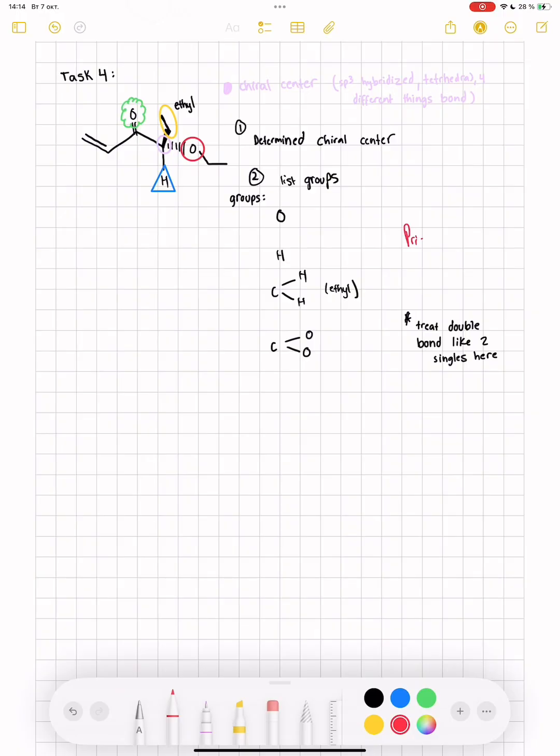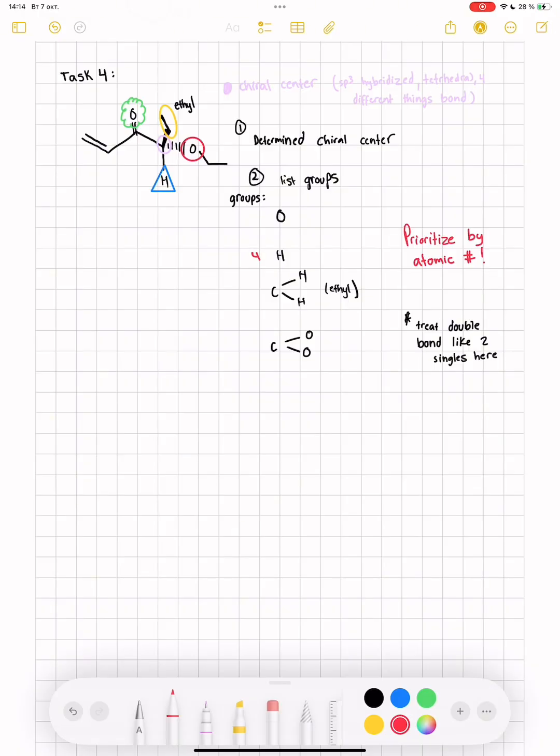Now let's prioritize them. By prioritizing, I mean that we want to rank them from the highest by atomic number. So number 1 will be the highest, number 4 in our case is the lowest. So hydrogen is the lowest with an atomic number of 1. So that's out of the way.